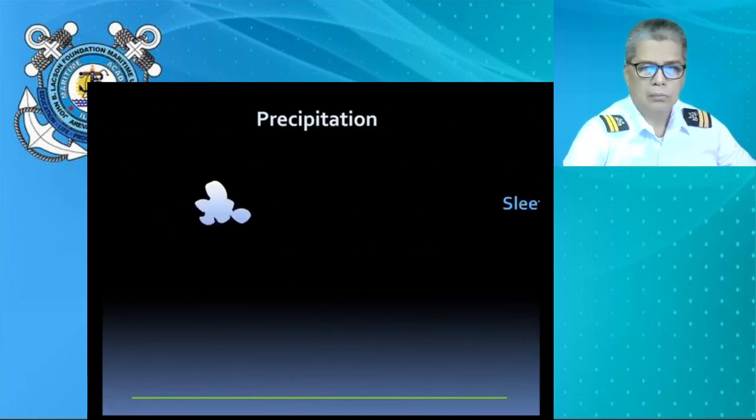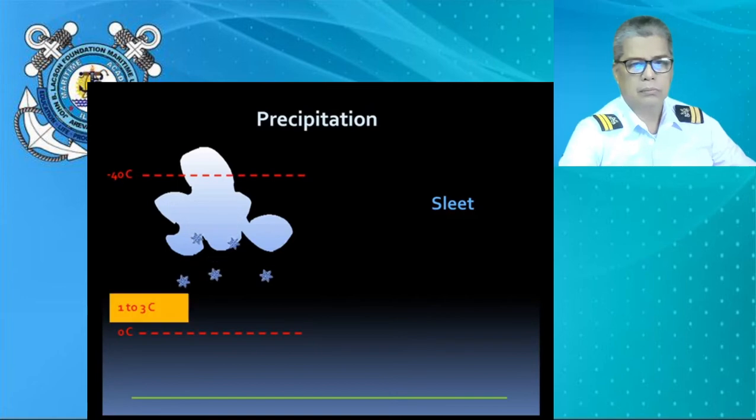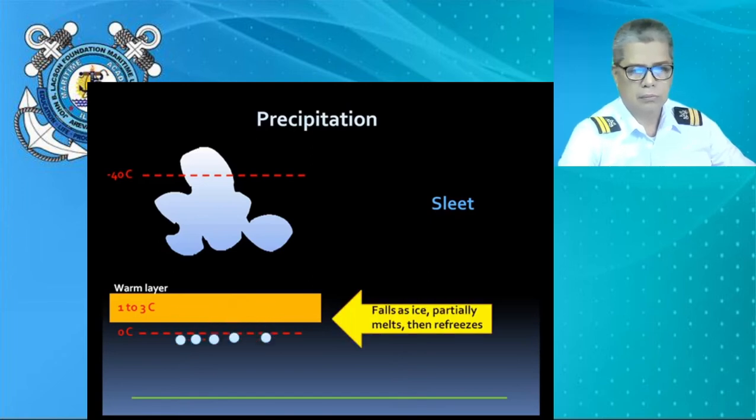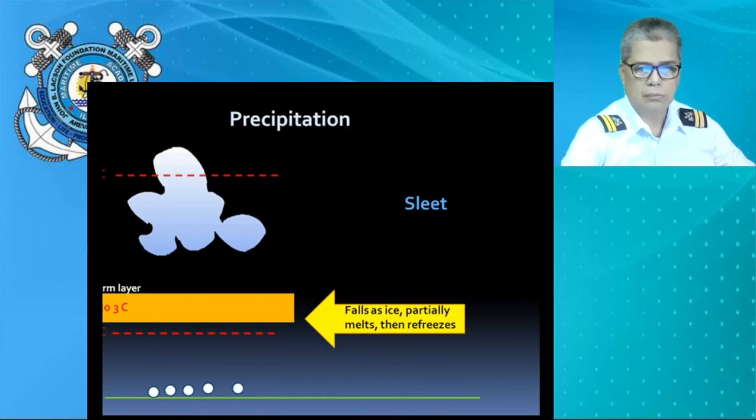For sleet, it starts out as snow, but as the ice crystals fall, they move through a warm layer in the 1 to 3 degrees Celsius range. This leads to partial melting of the ice crystals, which then refreeze as they fall through the sub-zero layer below this warm region. This results in sleet.